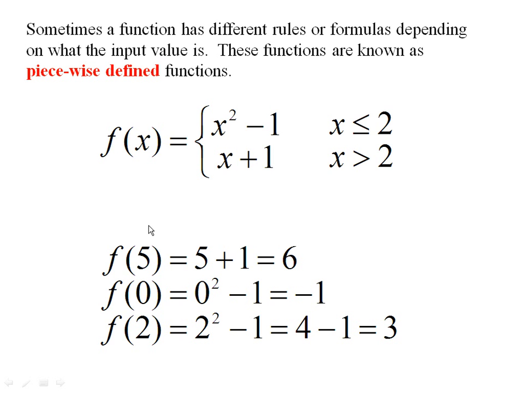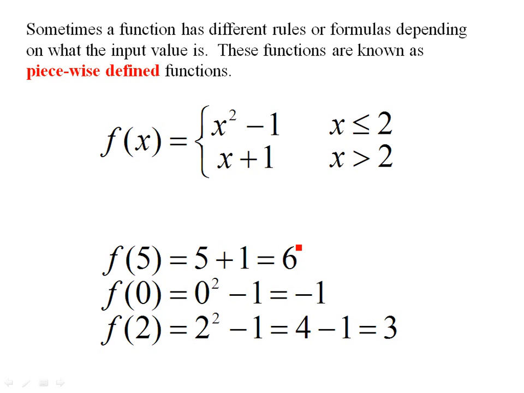We first determine whether this 5 for x. Again, we're looking at the fact that inside the parentheses, that number represents the x. Is that number 5 less than or equal to 2? Or is that number 5 greater than 2? It meets the second condition. Therefore, we will plug in 5 into the second piece, x plus 1. So instead of putting x plus 1, we'll put 5 plus 1 is 6.